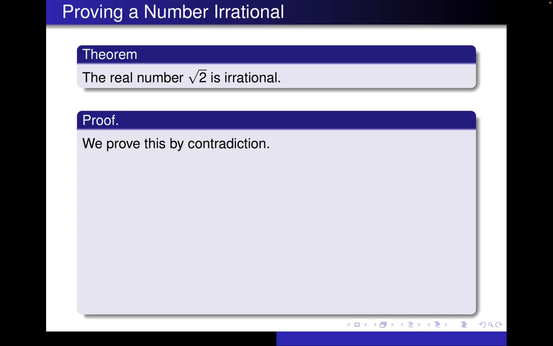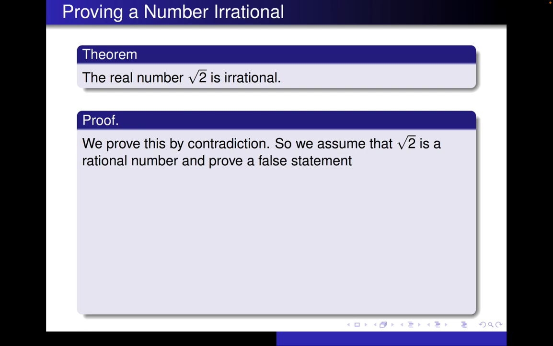Now, of course, the first thing we're going to do for our reader is be nice to them and tell them that we're proving this by contradiction. And that means we're going to assume that square root of 2 is a rational number and prove a false statement, or if you prefer, we're going to prove a contradiction. They both mean the same thing.